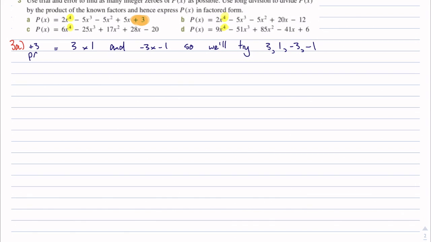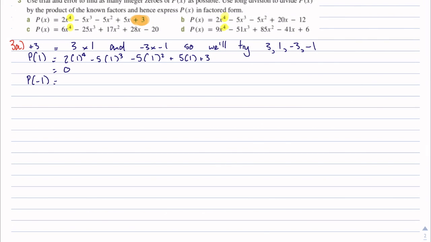So P of 1 equals 2 times 1 to the 4. Actually, I'm going to do this in brackets. I'm going to write it exactly how you should in your calculator. 2, 1 to the 4, take 5, 1 cubed, take 5, 1 squared plus 5, 1 plus 3. Chuck that in your calculator. What does it come out as? 0. 2 take 5, plus 5, plus 3, yep, 0.